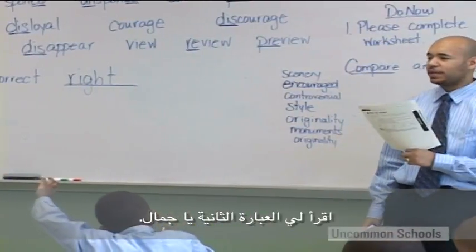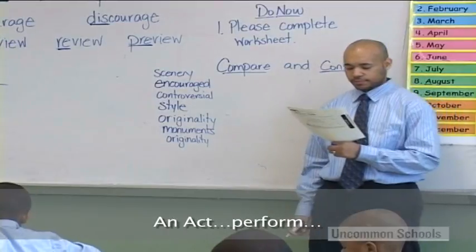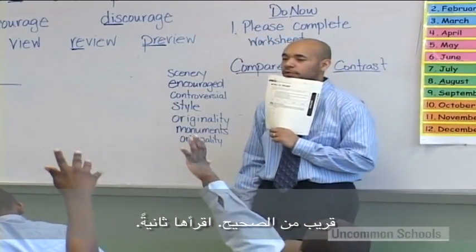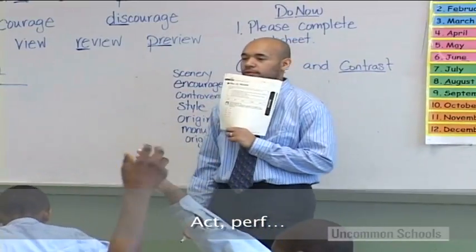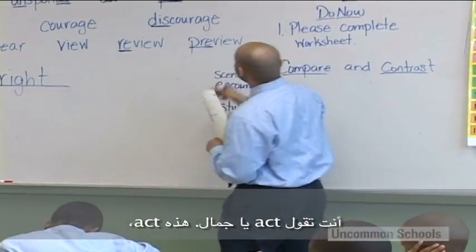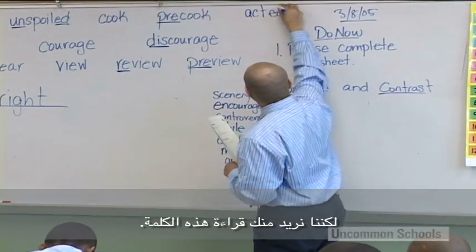Read number 2 for me, please. Jamel? An act performed. Close. Read it again. Act. You're saying act, Jamel. That's act, and this is the word that you need to read.